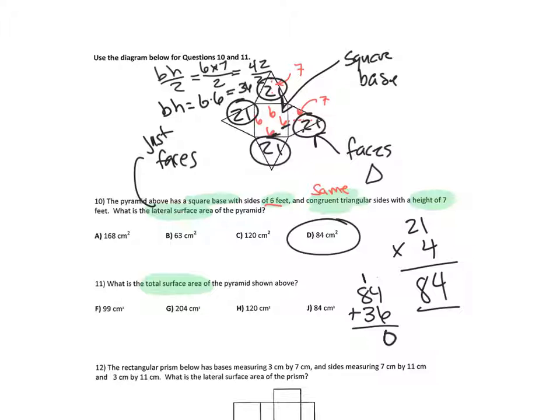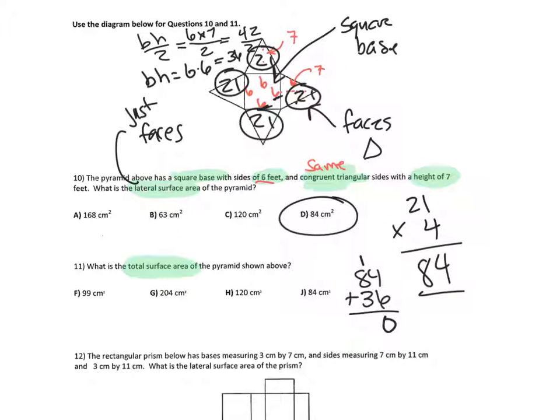How did y'all get 84? 120. Good. So number 11 should be 120.